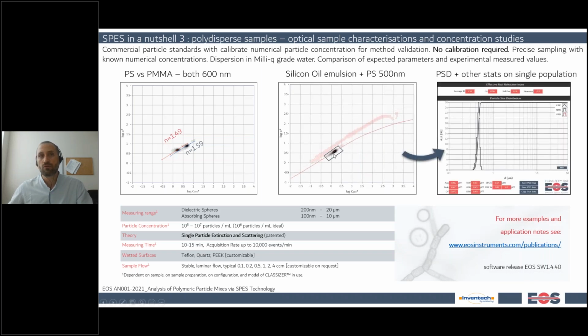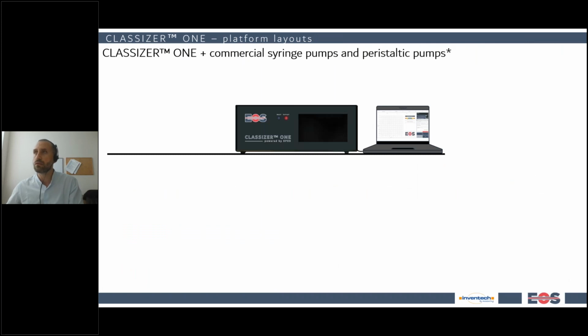For example, focusing the analysis on the secondary population of polystyrene and providing to the user again the particle size distribution and all the statistical information related to that population in the mix, without any purification, filtration, and so on. So we are able to follow what happens to this kind of formulation.